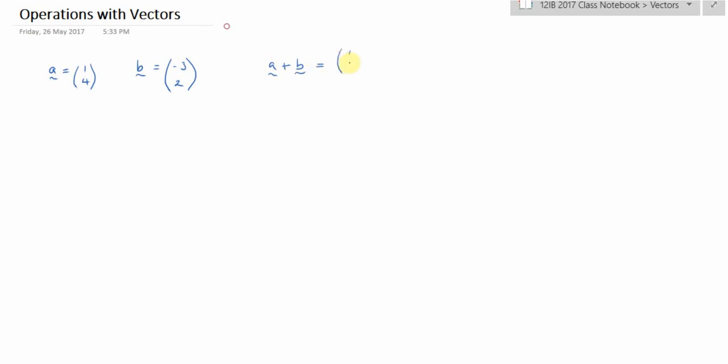So we take vector A and we add that to vector B. And then all we're going to do is add our i components. So 1, and then we're going to add -3, and so we end up with a -2 i component, and then 4 plus 2 gives us a 6. So this is our vector A plus B.